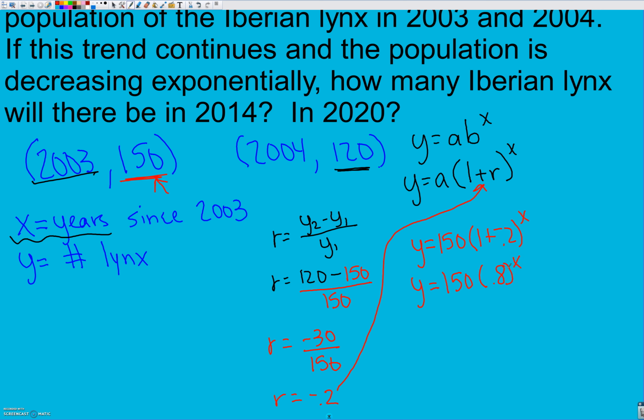Okay, now we want to know here how many there's going to be in 2014. So we have to figure out how many years it's been since then. So 2014, subtract 2003, that's where we started, and we're going to get 11. We plug that 11 in. And we are going to get approximately 13 when we type that in our calculators, which means if the trend continues, there's going to be approximately 13 Iberian lynx in the wild in 2014.